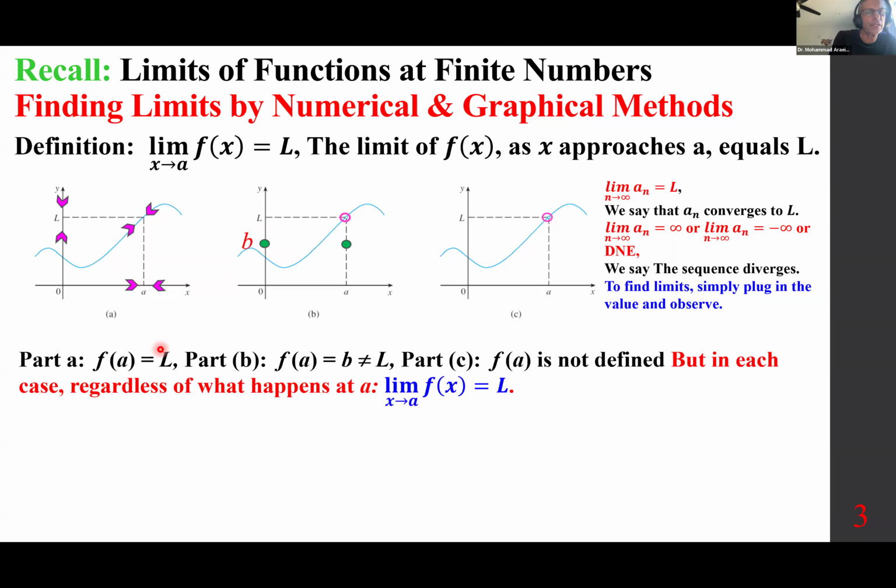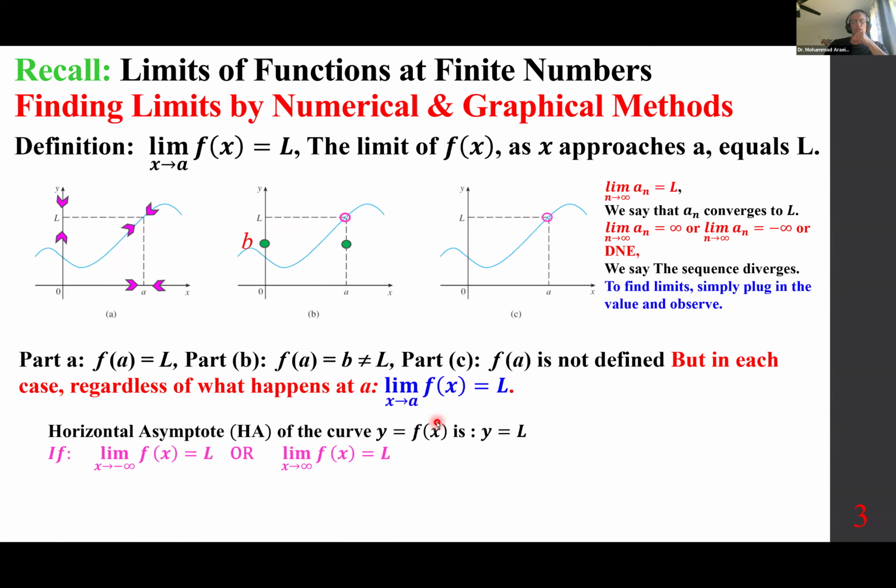In the first one, f of a is also L. That means the function is continuous at x equals a. In this case, f of a equals b, so the function is discontinuous at a, but the functional value is given. In this case, f of a is not known at all. It's not given. It is discontinuous and f of a is missing. But in each case, regardless of what happens at a, the limit of f of x as x approaches a equals L, and that's the key. At a is the functional value. This is the limit.